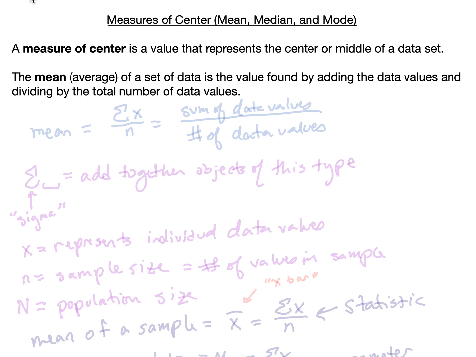In this video, we're going to talk about measures of center. Specifically, we'll talk about the mean, median, and mode for ungrouped data. A measure of center is a value that represents the center or middle of a data set.